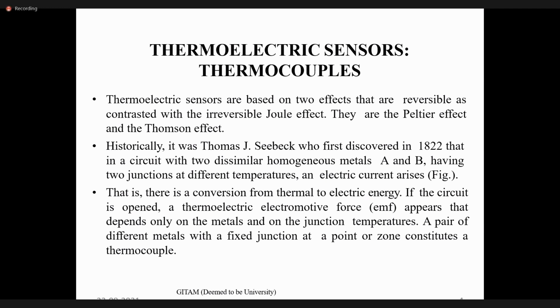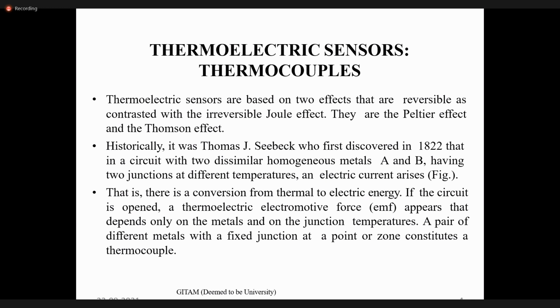A thermocouple is a device which consists of two dissimilar metals like copper and iron or iron and aluminum. We have to combine these dissimilar metals by forming two junctions, and we have to maintain the two junctions at two different temperatures. Then we estimate the EMF which is produced in the circuit. That is, there is a conversion from thermal to electric energy.